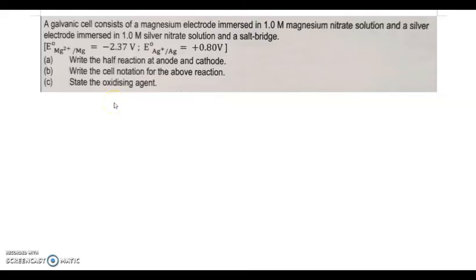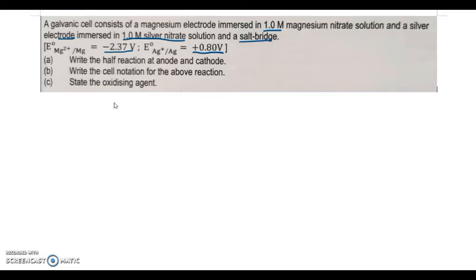Okay, look at this question. A galvanic cell consists of a magnesium electrode immersed in 1 molar magnesium nitrate solution and a silver electrode immersed in 1 molar silver nitrate solution and a salt bridge. Given the standard reduction potential for magnesium is negative 2.37 volt and the standard reduction potential for silver ion is positive 0.8 volt.